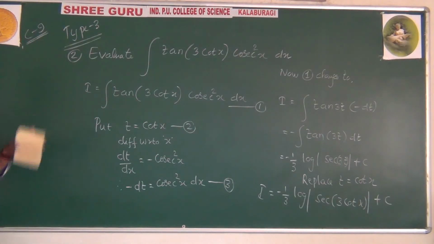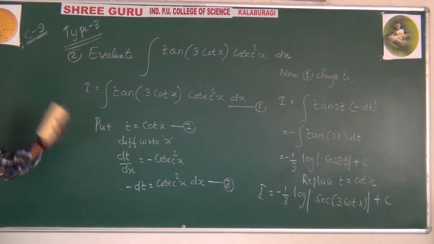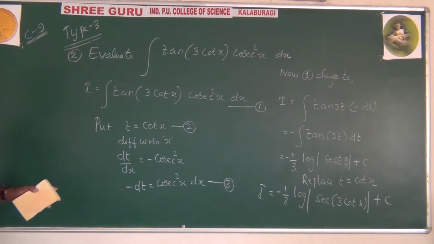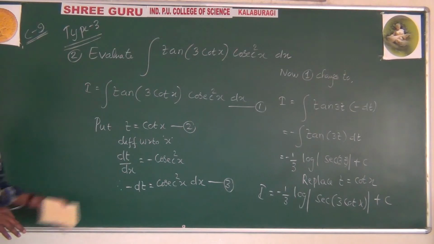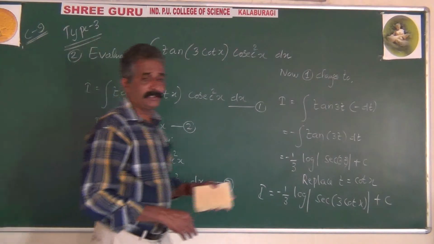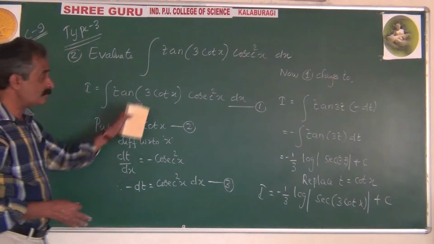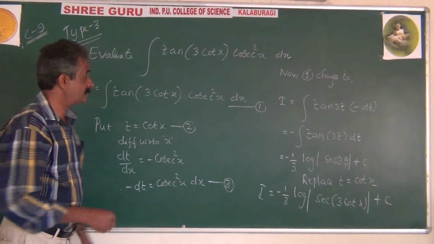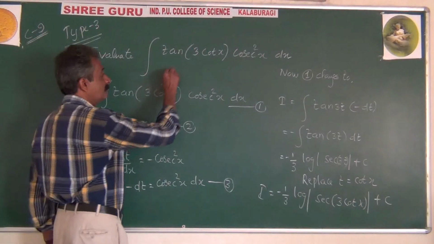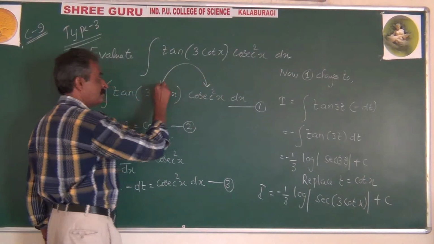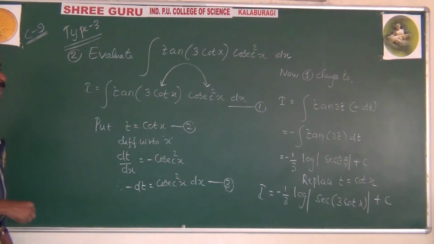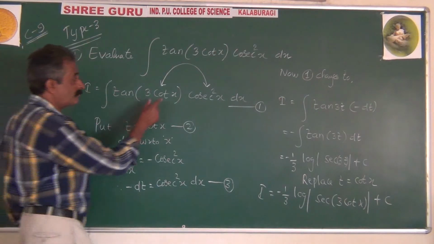So that proper substitution yields us the answer of the integration. By chance, if you had taken here a substitution for sin x, no use, because there is no presence of cos x. And if you take a substitution for tan x, also no use, because there is no presence of secant square x. There is a presence of cot x and cosec square x. Both are connected by means of derivative. That's why our substitution was for cot x.